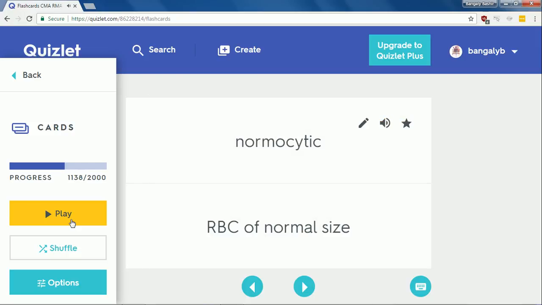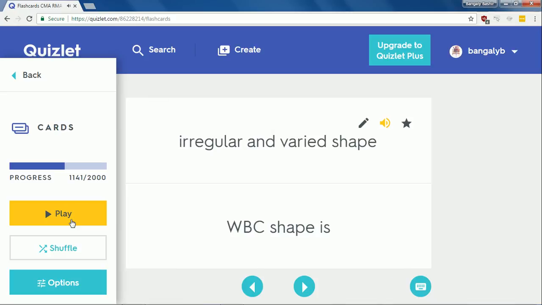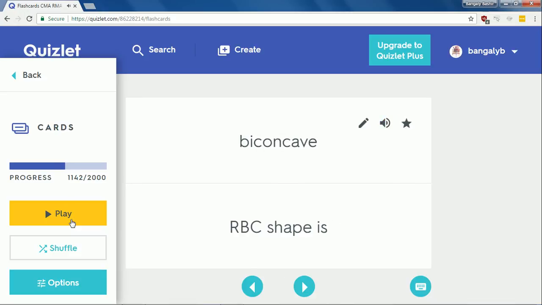Normocytic. RBC of normal size. Macrocytic. RBC of larger size. Anisocytosis. Erythrocytes with marked variation in size. Irregular and varied shape. WBC shape is. Biconcave. RBC shape is.